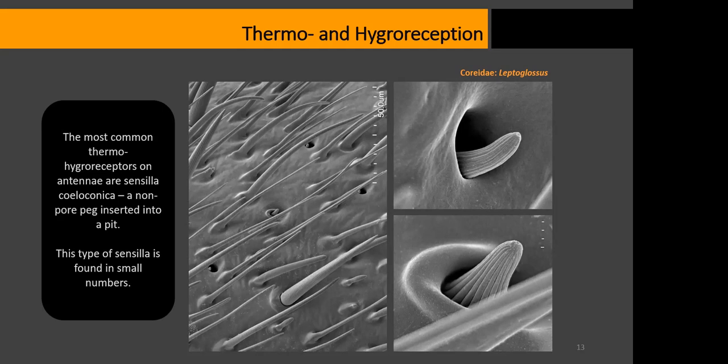The most common are sensilla coeloconica, a non-pore peg inserted into a pit. This type of sensillum is found in small numbers, and the mechanism of action of hygroreceptors is poorly understood. Probably changes in air humidity affect the water content in the sensillum cuticle, causing its deformation.